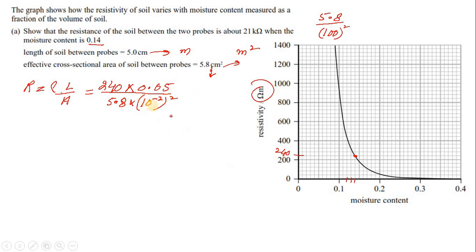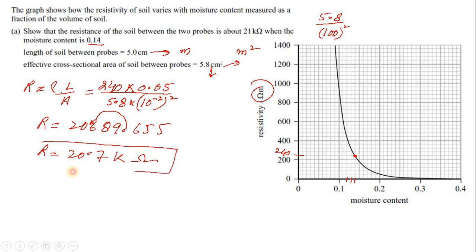And when you solve these numbers, R would be equal to 20689.655, and then you shift the decimal on left hand side 3 digits, so R would be equal to 20.7 kilo ohm, and this is approximately around 21 kilo ohm. That's how you can find the resistance.